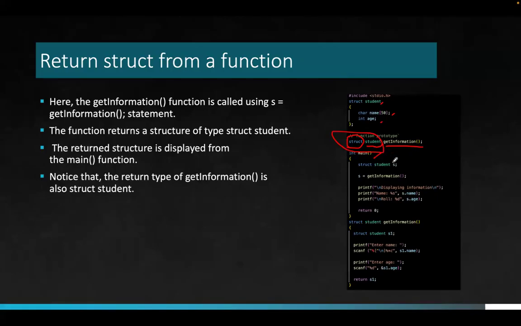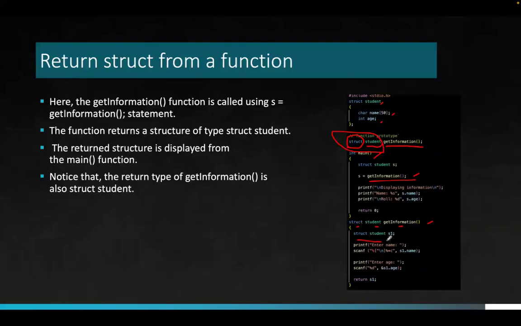Once we go to the main function, create a short alias for the student, s. s is equal to get information. Very simple. We just called one function, get information. It doesn't need any argument. Now the function call will happen. So the compiler will jump from here to here, the definition of the function over here. Now struct student get information. Return type is structure. So it should return a structure here.